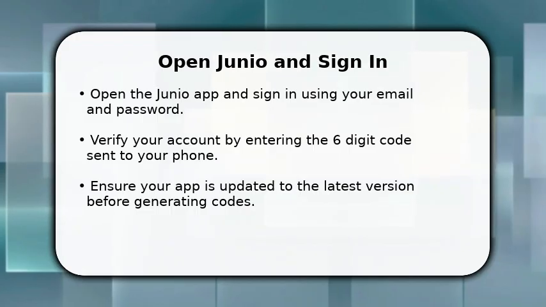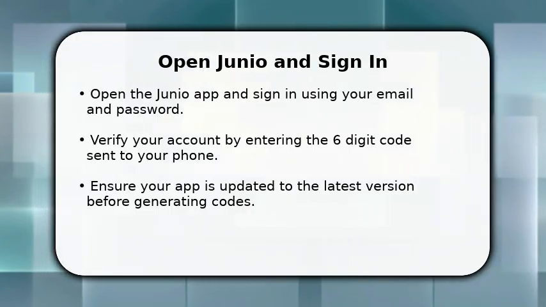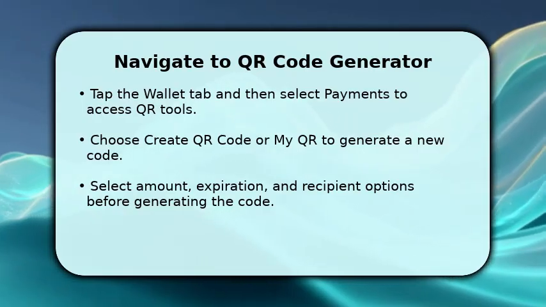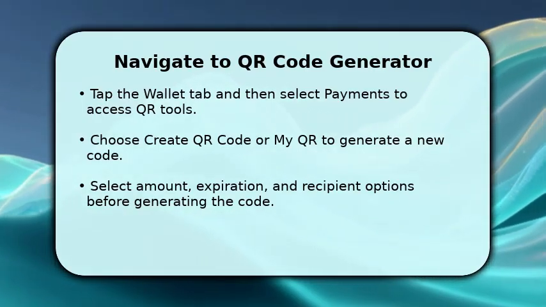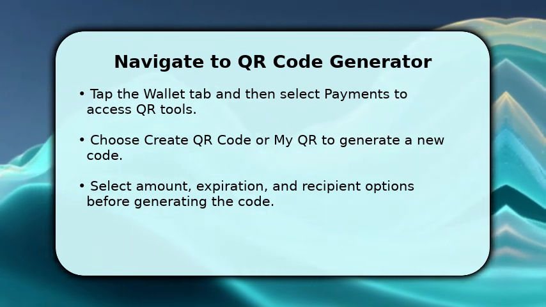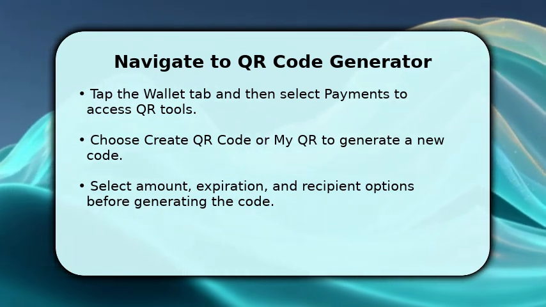Update the Junio app in the App Store or Play Store if features differ from these instructions. Tap the Wallet tab at the bottom to view payment tools. Select Payments to open the QR code generator and related settings. Choose Create QR Code or My QR depending on your Junio version.